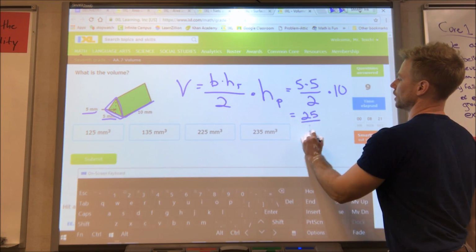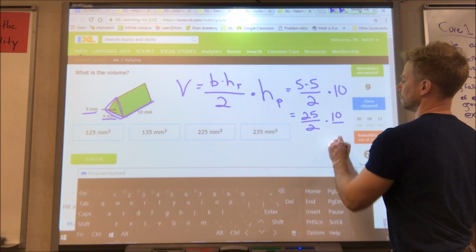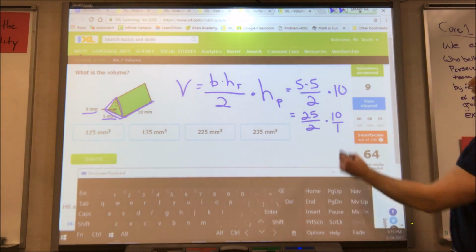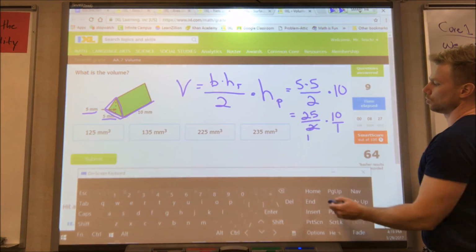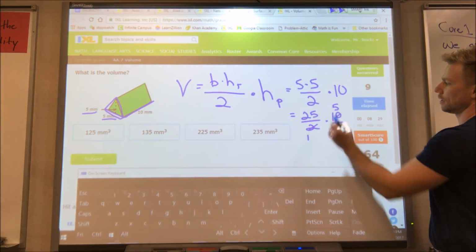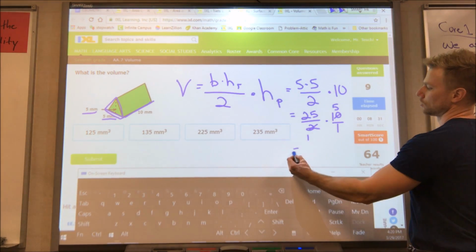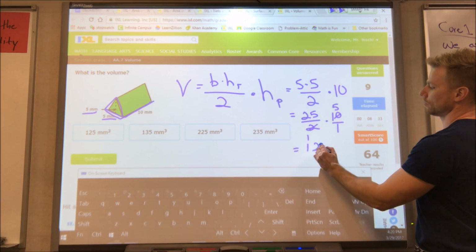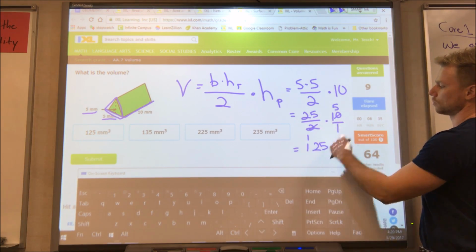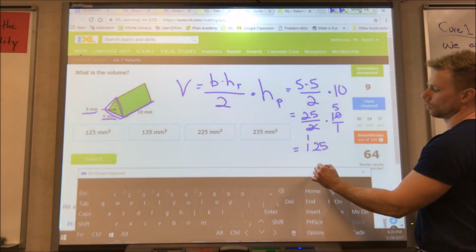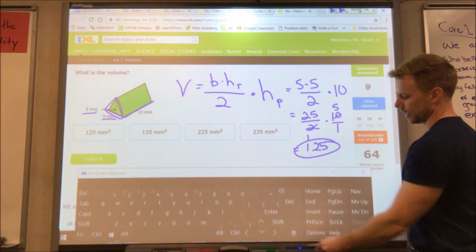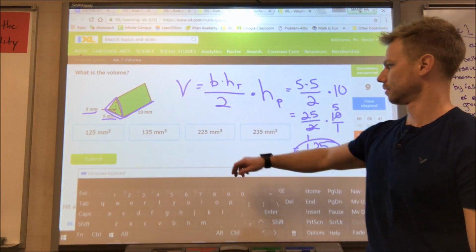Do some simplifying. I can actually do some cross-canceling before I multiply. 2 goes into 2 once, 2 goes into 10 5 times. So I end up with 25 times 5, which is 125. 1 times 1 is 1. So I can put over 1, or I can just leave it as 125.